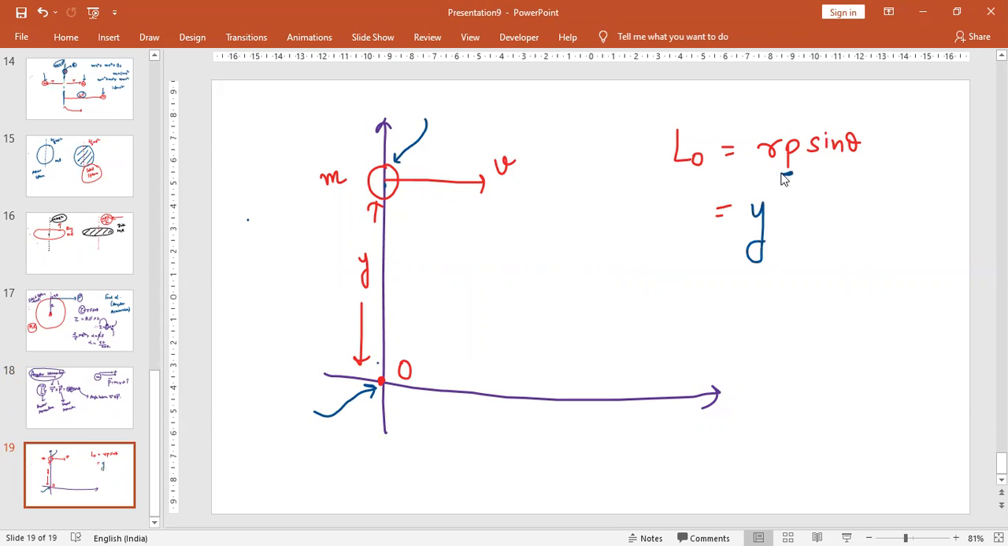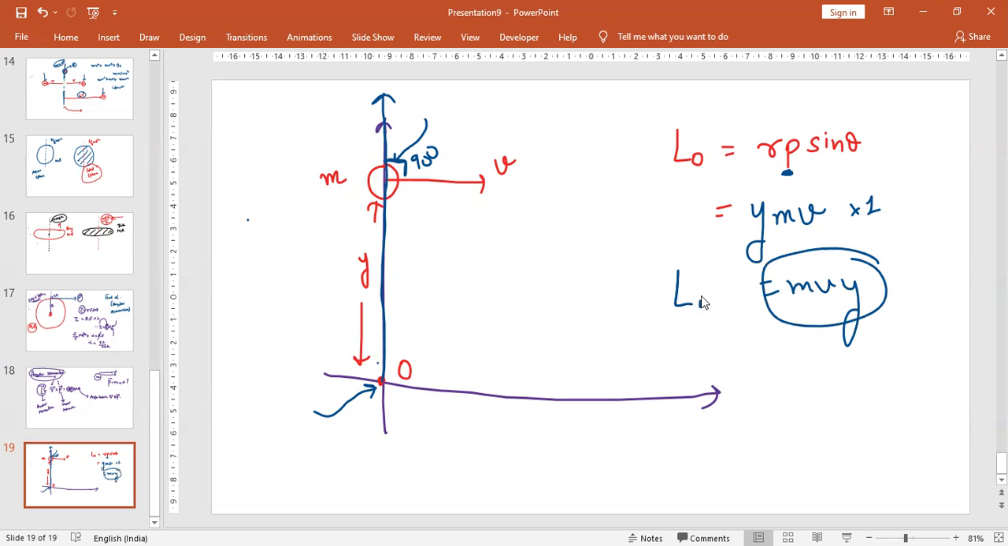What will be the linear momentum? Linear momentum is mass into velocity. And what will be theta? You have to extend r, and the angle between r and p will be your theta. So sine 90 is 1. So the angular momentum will be m v y. This is your angular momentum about the origin. Please write it down.